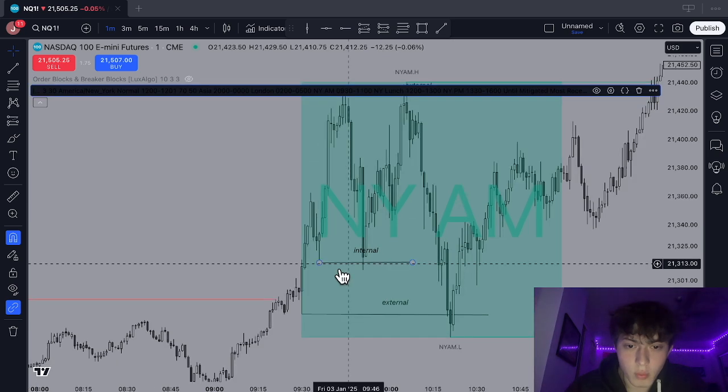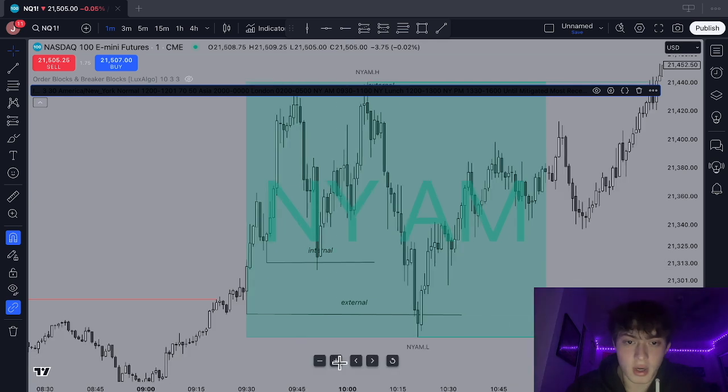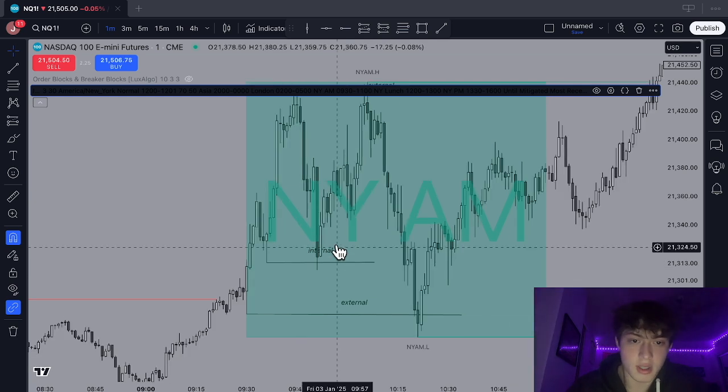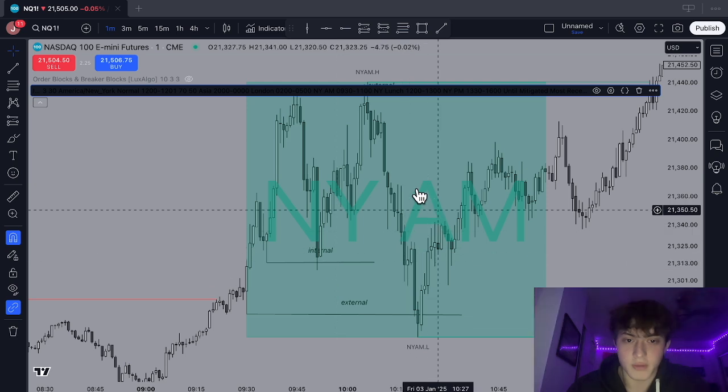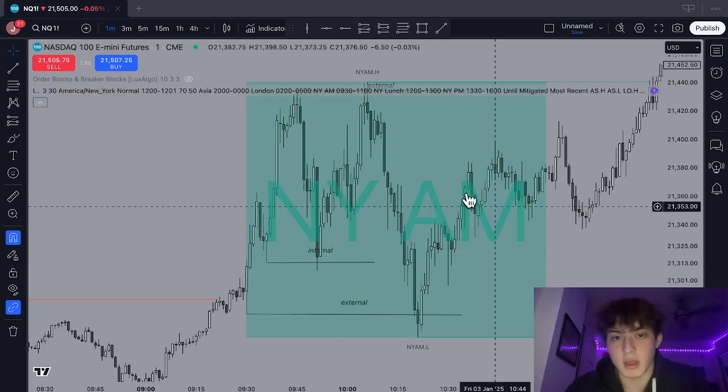So when internal liquidity is taken right here, this is a good indicator that price is going to move back up. So right here, we would look for a fair value gap. We would look for an inverse. We would look for any sort of higher time frame rejection, and we would take it to this external liquidity.